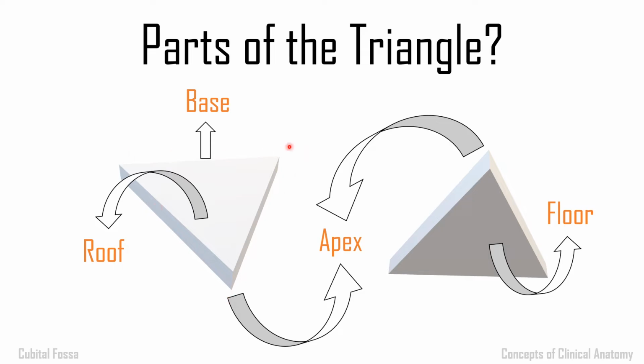Okay, so consider this as a triangle of right cubital fossa. Okay, so this will be the midline. So here, this will be the medial boundary and this will be the lateral boundary. So now we'll see one by one what are the different boundaries of the cubital fossa.